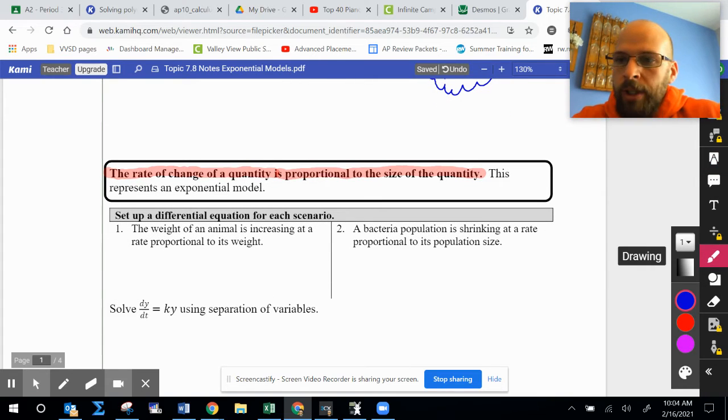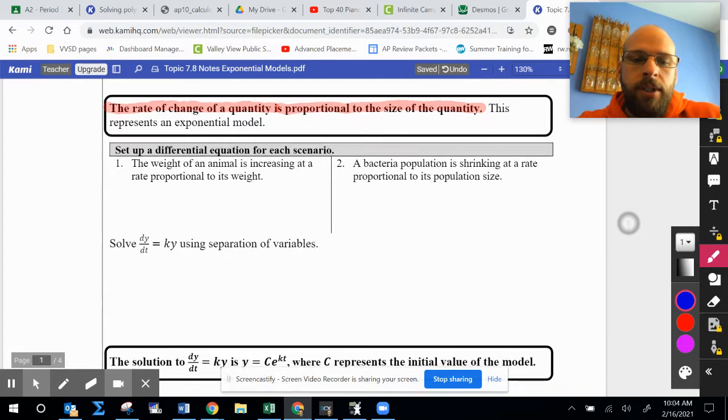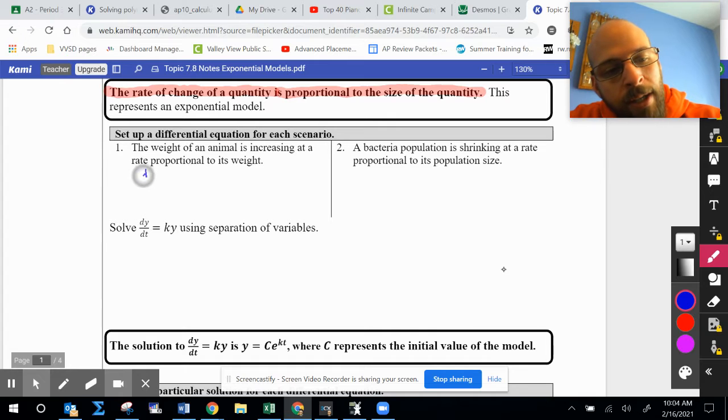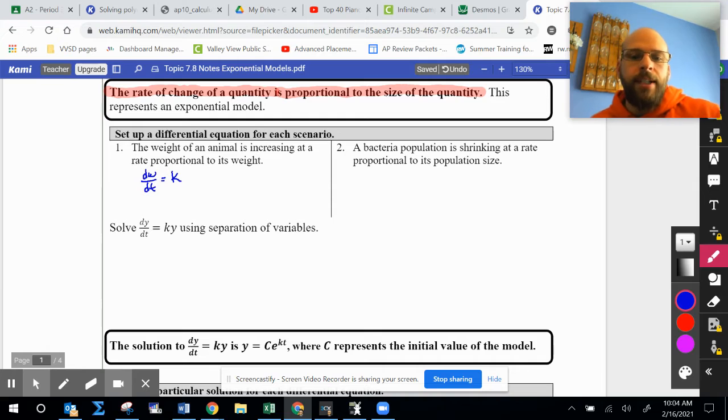So take a look at number one. I want you to see how it's worded in an application setting. It says the weight of an animal is increasing at a rate proportional to its weight. So I'm going to say dW, the change in weight over time, is going to be proportional. So I'm going to have this k value, this constant of proportionality, times weight. And notice it's always the y value. So the rate of change is proportional to the output.